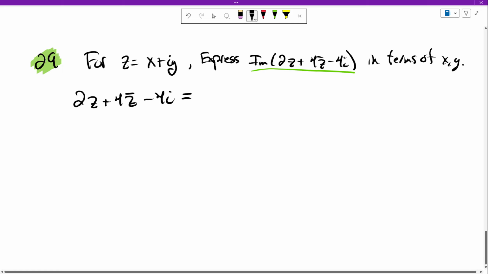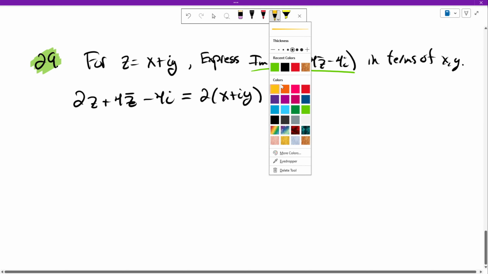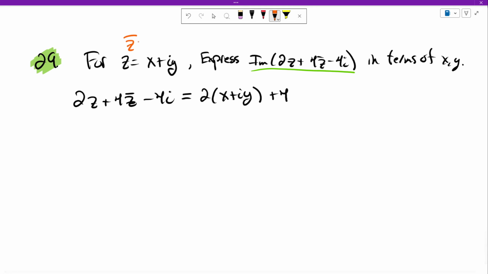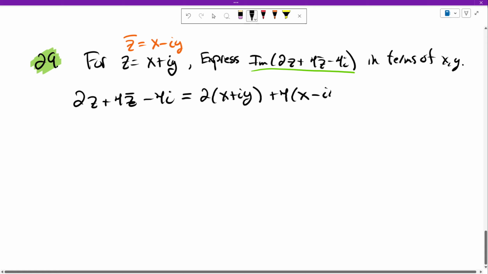So let's plug in what we have for z. So z is an arbitrary complex number. It looks like x plus iy. So we'll have 2 times x plus iy. And then z bar, bar here means conjugate. So maybe up here in orange, z bar is x minus iy. It's the conjugate expression. So here we're going to put an x minus iy. And then we have negative 4i, which of course has no z's.